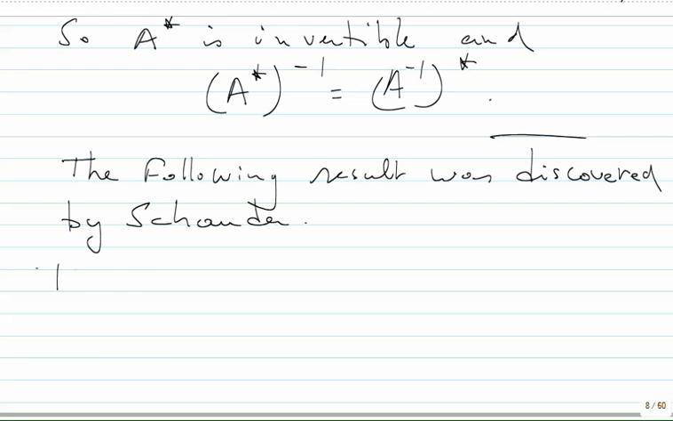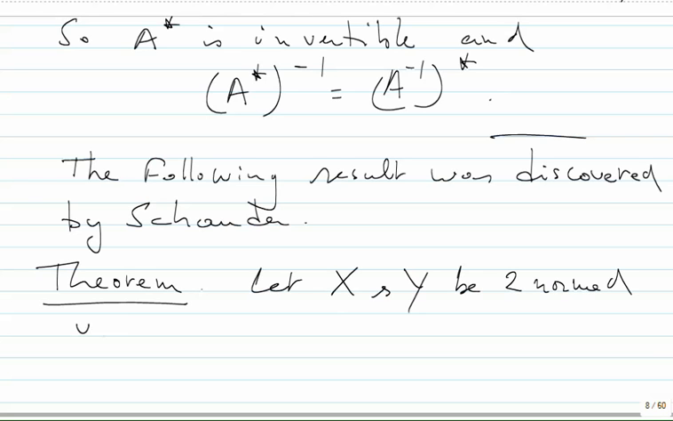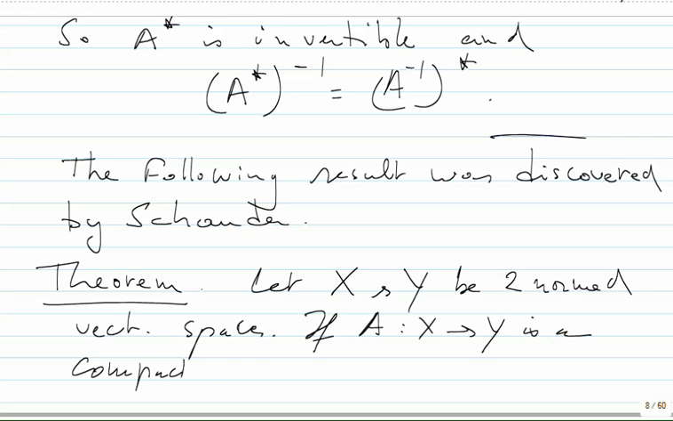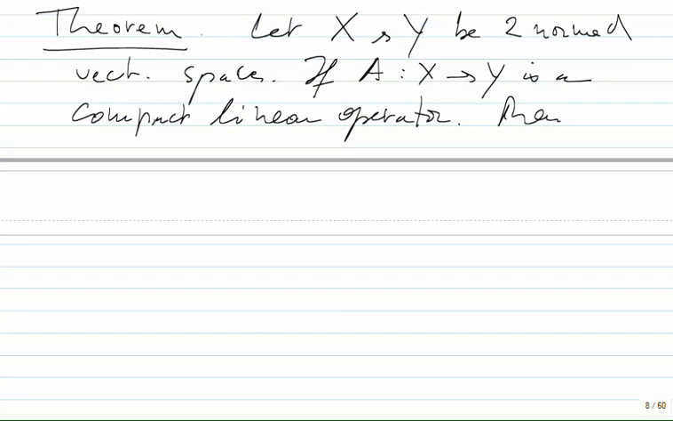So we get a theorem. Let X and Y be, as usual, two normed vector spaces. If A from X to Y is a compact linear operator, then A star, the adjoint, is also a compact operator.